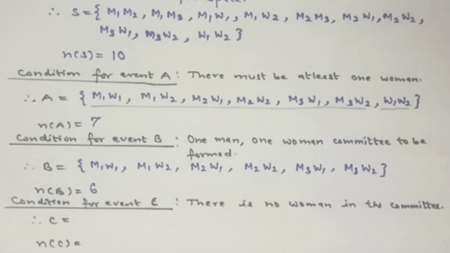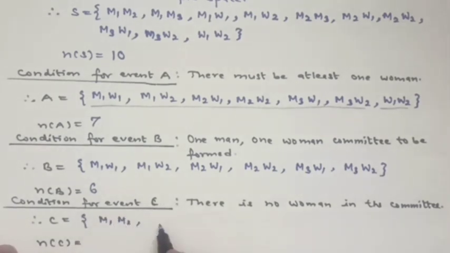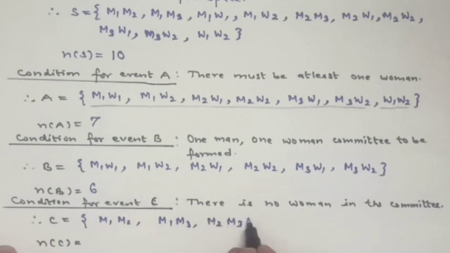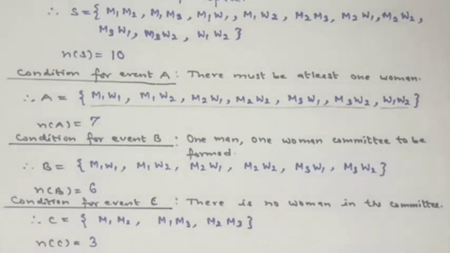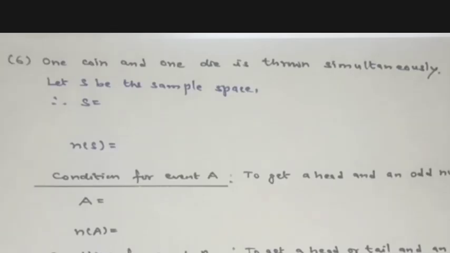There is no woman in the committee. So all men. So you are having the case M1 M2, M1 M3 and also M2 M3. Total 3. So NC is 3. I hope you understood. This is a very important question.